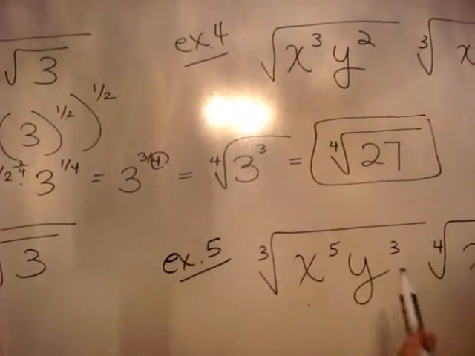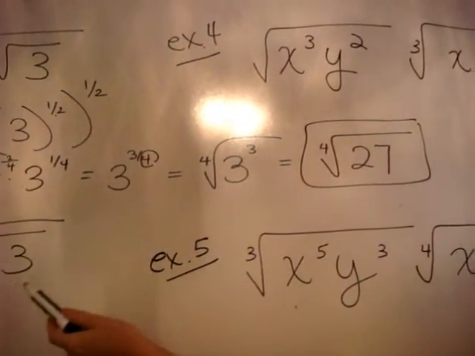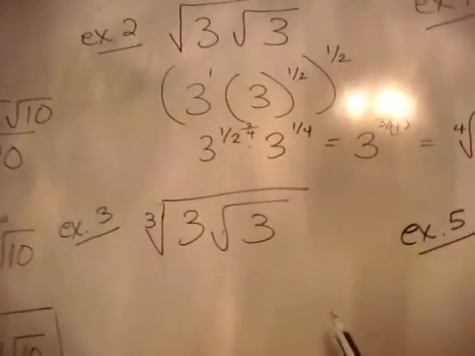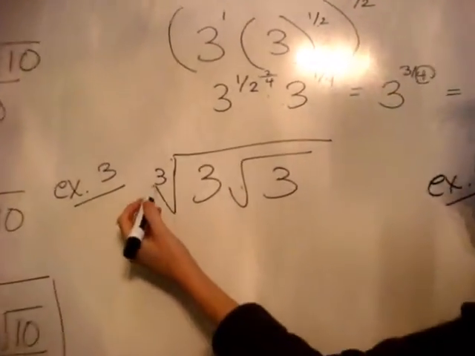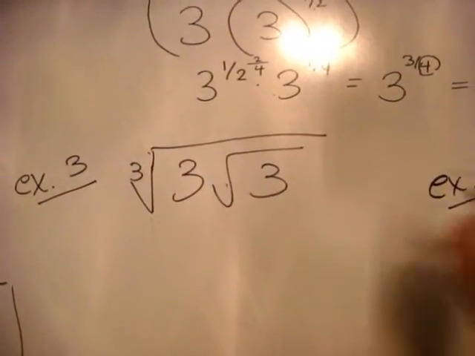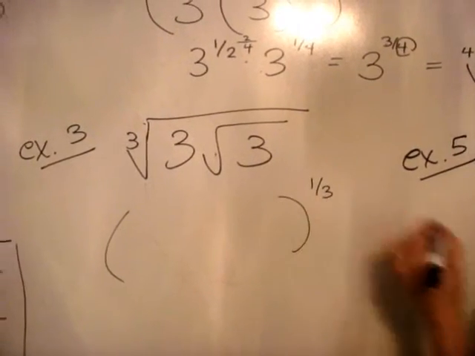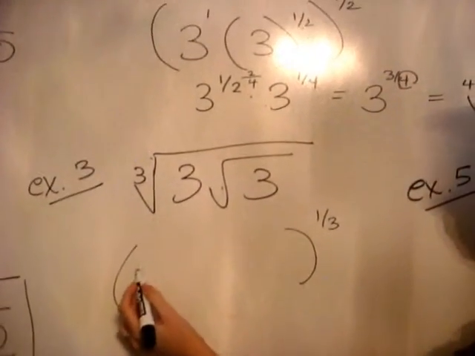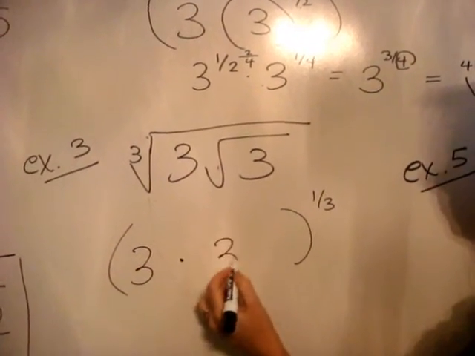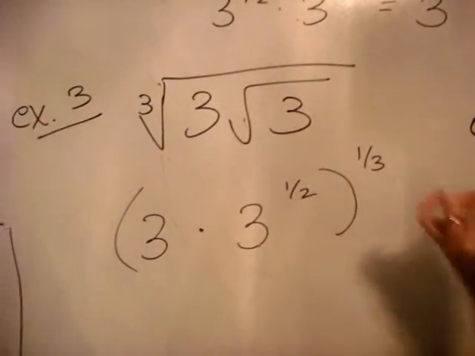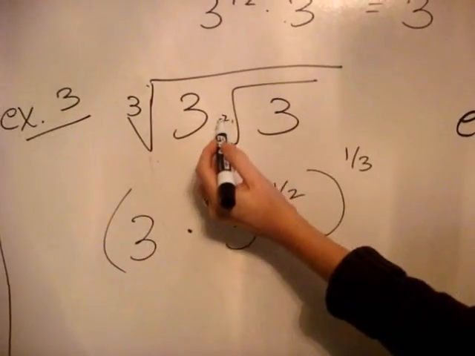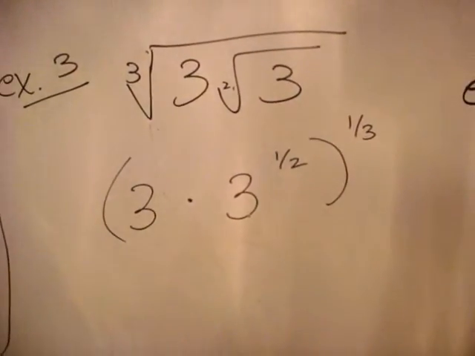This just takes experience and practice to know what to do. So let's look at one that's very similar, example 3. Same idea, but everything is to the cube root. So everything is going to be to the 1/3 power. So we have our 3 here. This is going to be 3 to the 1/2 power because this has a 2 on the seat, so the 2 goes on the bottom.